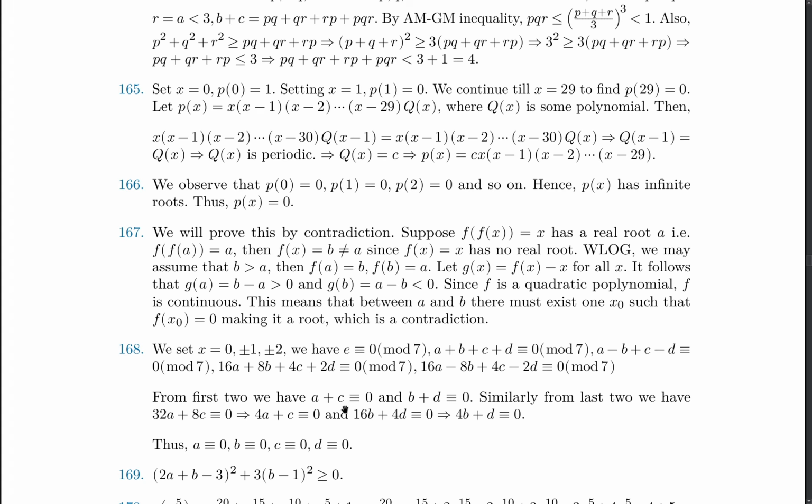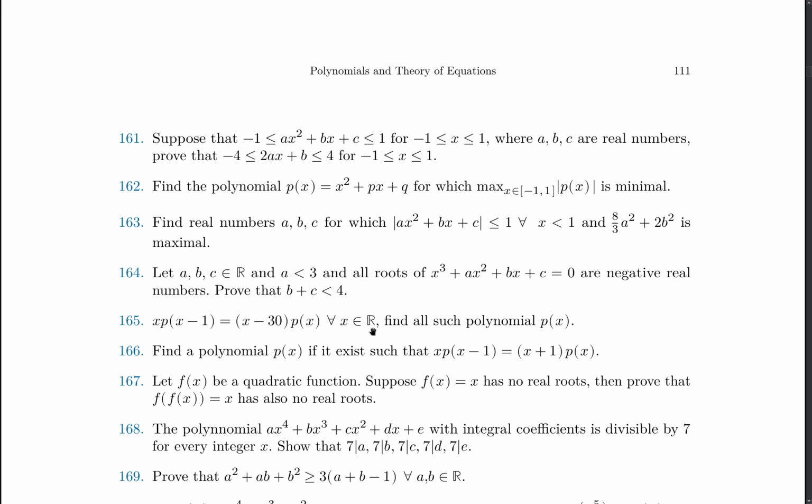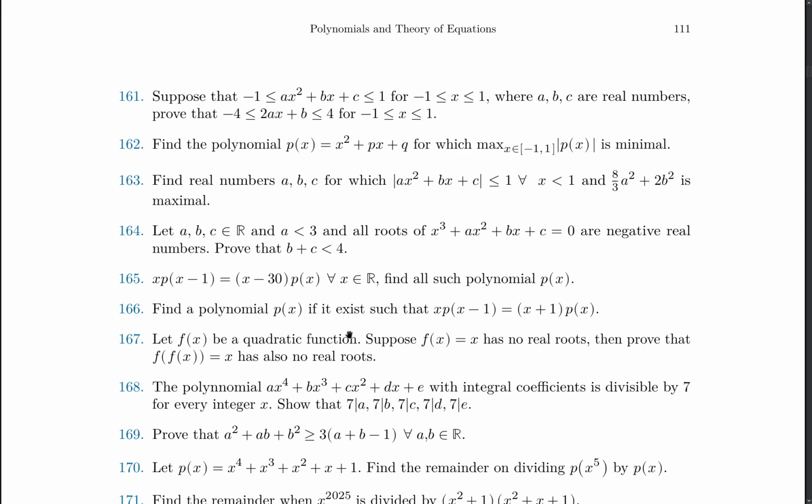And that's how we have proven that everything is divisible by mod 7. It's not that a, b, c, d are 0. It is equivalent to 0 when we divide with mod 7.